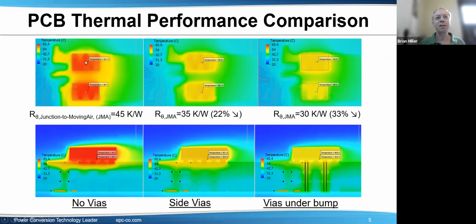So with no vias, you can see some heat spreading, but it's not as good as you'd like. The red represents the highest temperature. That's on the FETs. So yes, there's some spreading, but there's room for improvement.